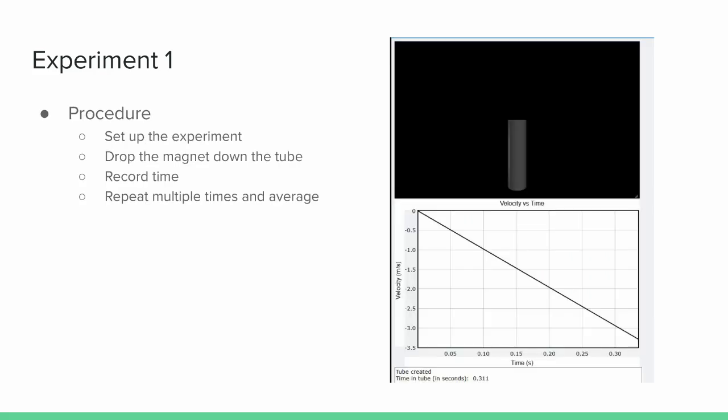The procedure of the experiment involves setting up the experiment as I just described, dropping the magnet down the tube, recording the amount of time it took to drop down the tube, and then repeating this procedure multiple times and taking the average in order to calculate the real magnet's falling time. Then, we can compare this to the simulated model, which only had to be run once.